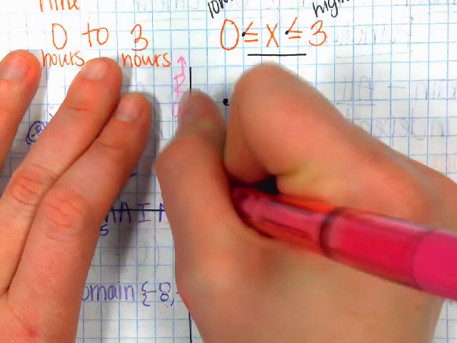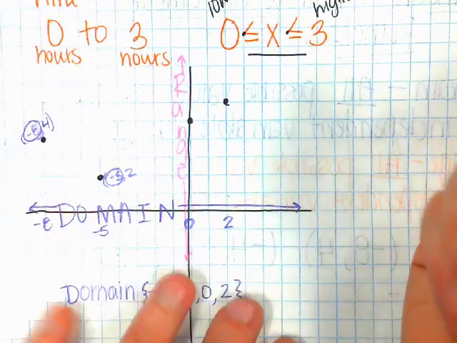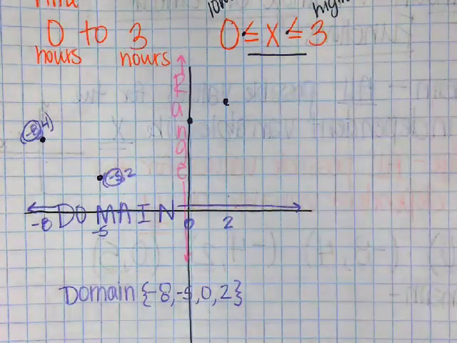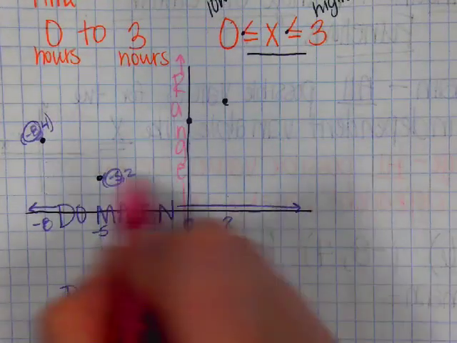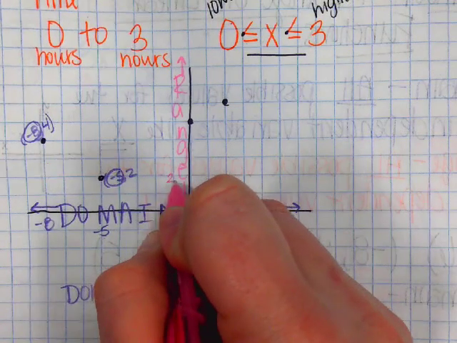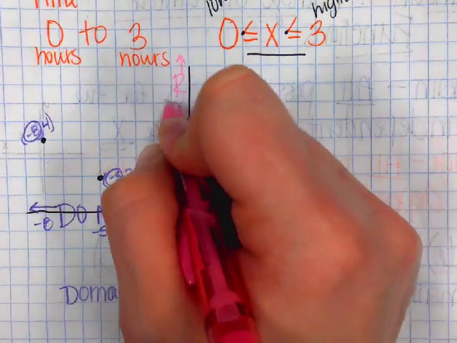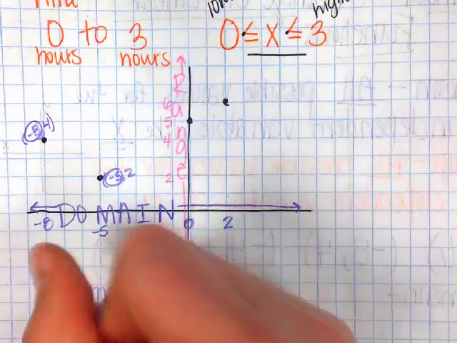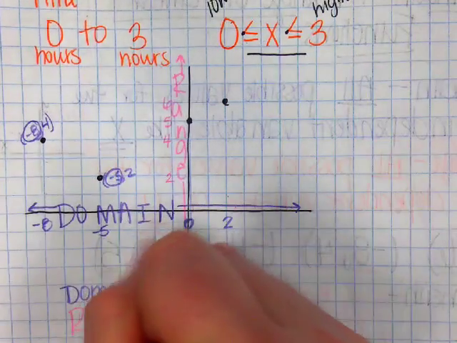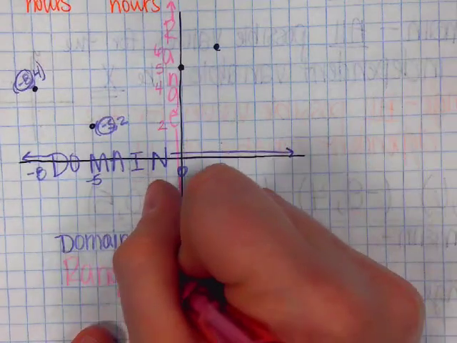Now if I'm doing range, I'm going to look at the y-axis. Okay, so I'm going to look this way. So I have one that is at 2, one that's at 4, one that's at 5, and one that's at 6.